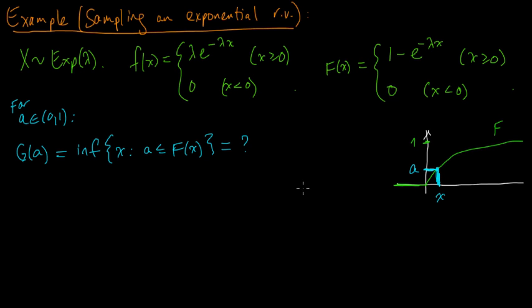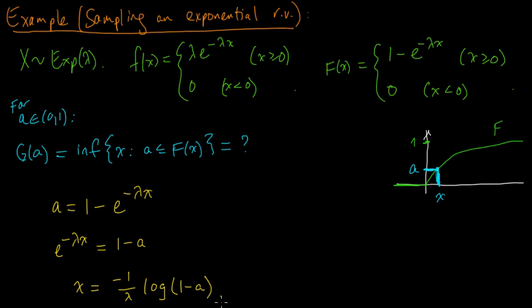Well, let's write down what F is. Let's set it equal to a, and we'll solve for what this x needs to be. So a is 1 minus e to the minus lambda x, and we'll solve for what x is for a given a to invert this. So we move this over, e to the minus lambda x equals 1 minus a, and then take logs, divide by minus lambda, and we get x equals minus 1 over lambda log of 1 minus a. Okay, so this is the sort of inverse of F on this positive part of the real line.